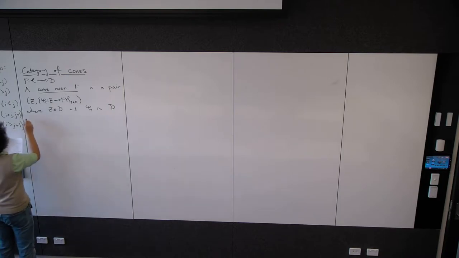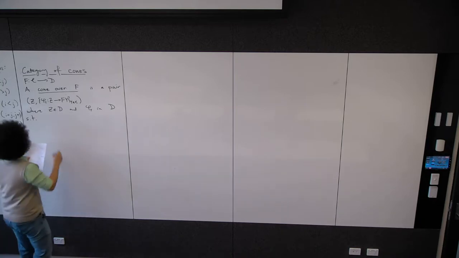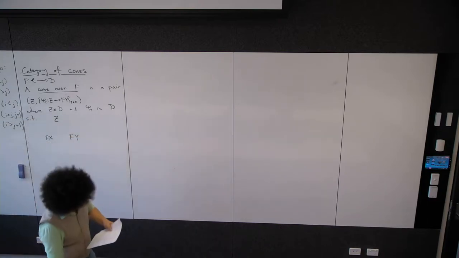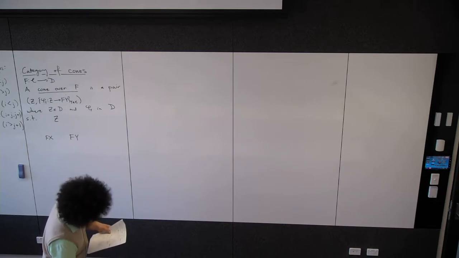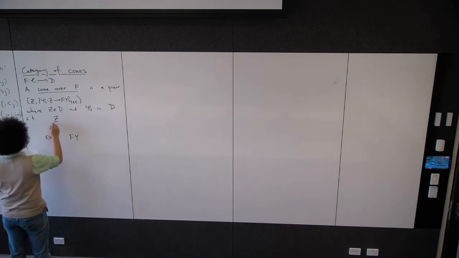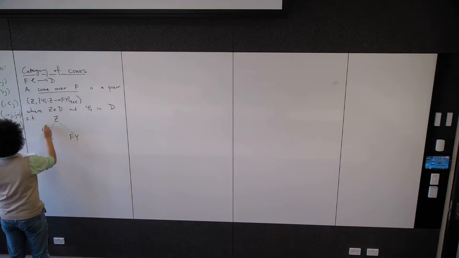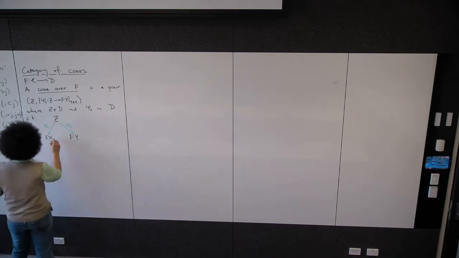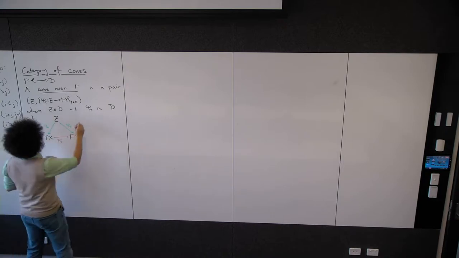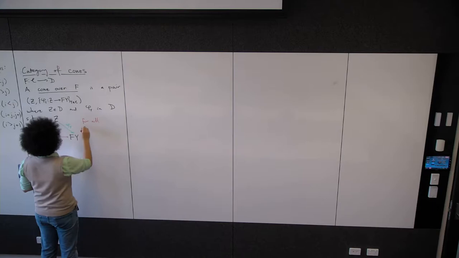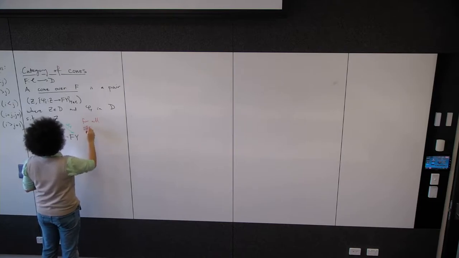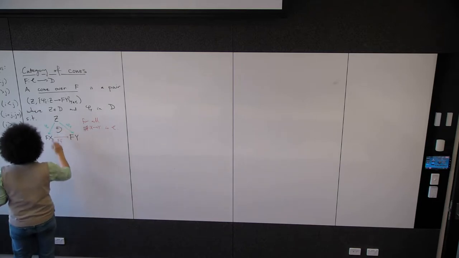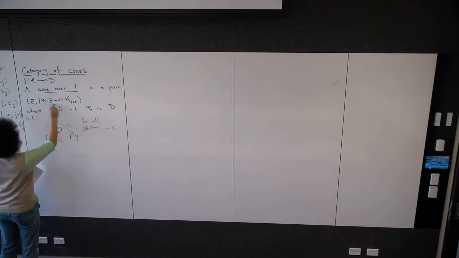All right, such that, so this has to satisfy something. And I want Z, Fx, Fy. Now I'm just going to use the colors that I've got here. All right. So, such that phi x, phi y commute with F of f for all maps f in C. All right. So I'm using green to denote this collection.